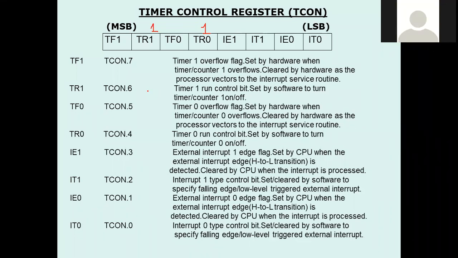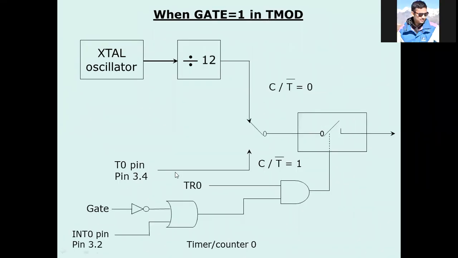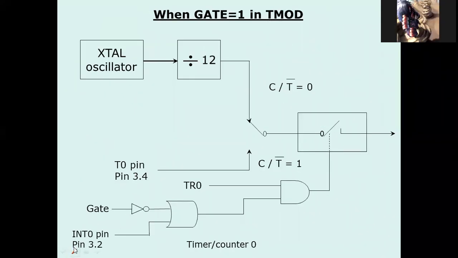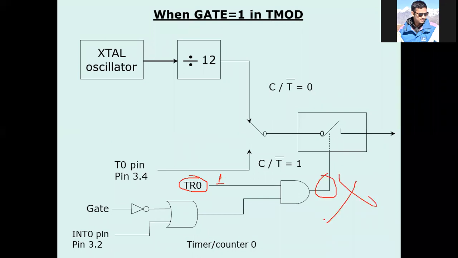Because it is the complement of the timer. Yes, because if we go back, you can see that unless this TR0 is set to 1, the output will not be 1. Clear? So this must be 1 to get the final output, I mean the final counter operation. Okay, understood?